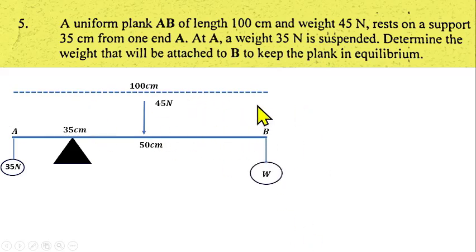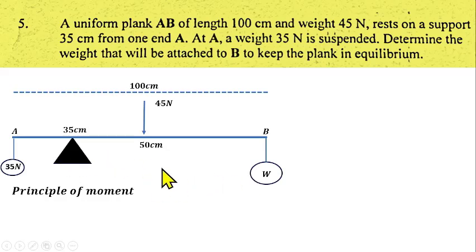So if you attach that weight here, let's name the weight W. We are naming the weight that is attached to this point B, W. So how can we find the weight here? We need to use the principle of moment.